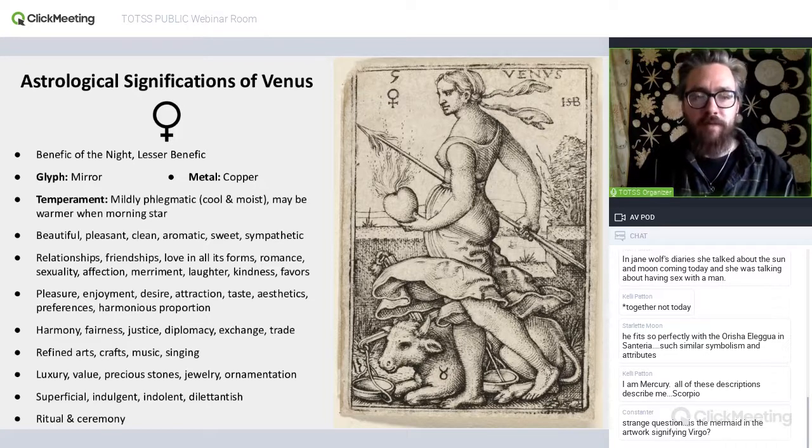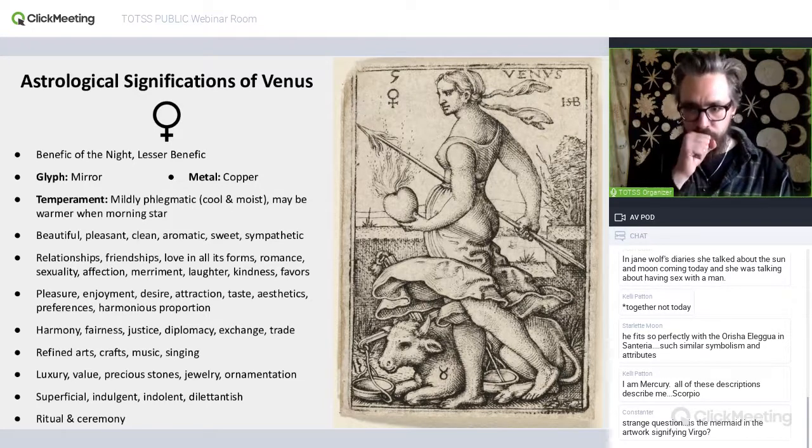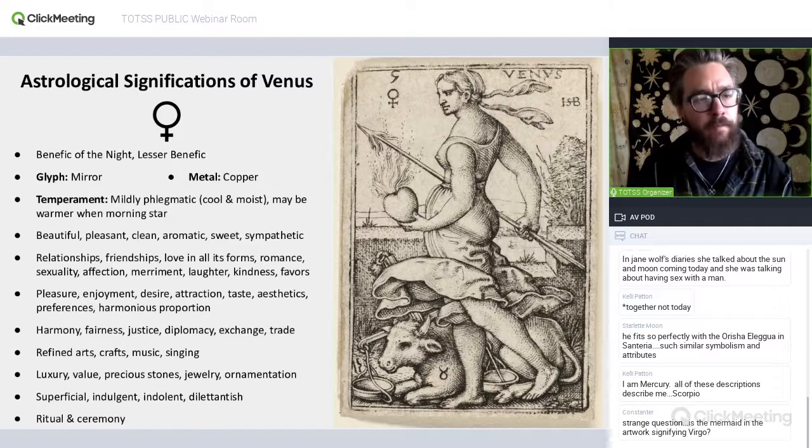Her temperament is mildly phlegmatic, so cool and moist, but there are some traditions that say she becomes warm when she's a morning star, so she would be warm and moist as a morning star. So, interesting thing to consider. Venus is beautiful, pleasant, clean, aromatic, sweet, sympathetic.